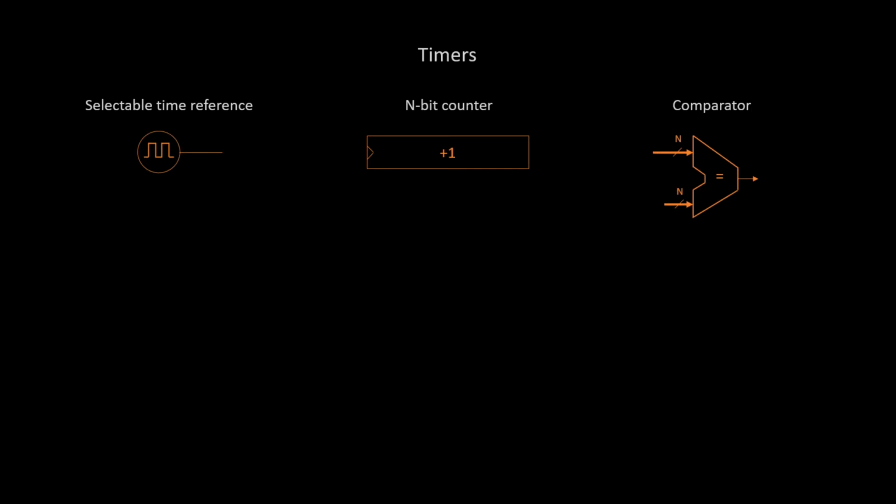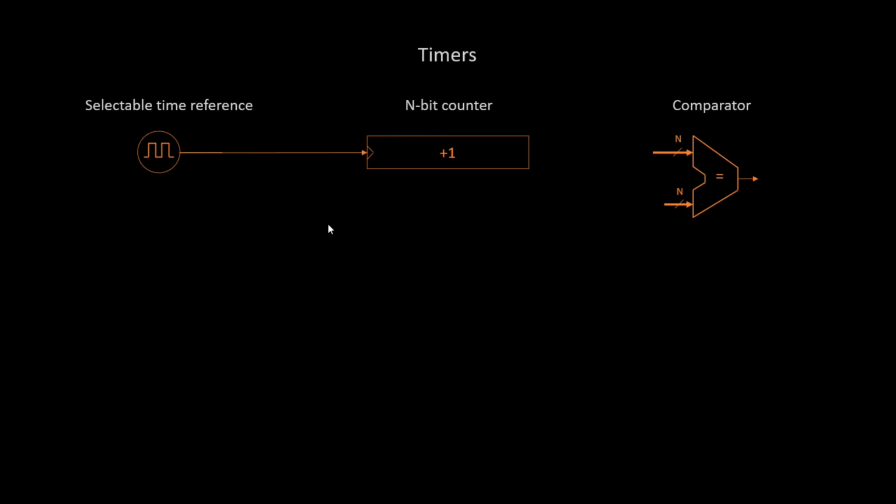Timers are basically made of three different components. A selectable time reference, which is the clock that you use to count time. An n-bit counter, so it's a register that counts +1 every time there is a rising edge of the clock. And a comparator. The comparator is a combinational circuit that receives two values and will compare if those values are equal. If they are equal, the output will be 1. If they are not equal, the output will be 0.